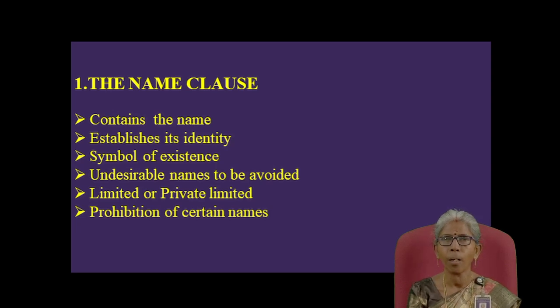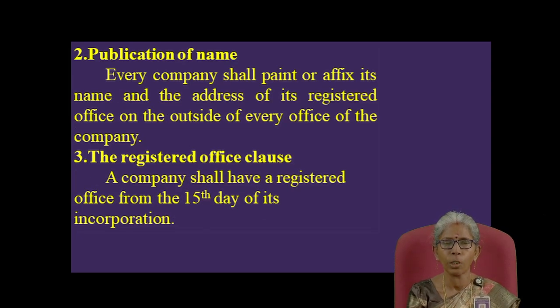Then, limited or private limited. The name of the company must end with the word limited or private limited. With regard to the public company, the name must end with the word limited. And in case of a private company, the name must end with the words private limited. Then, prohibition of certain names. For example, emblems of United Nations Organization and World Health Organization are prohibited. These are prohibited names.